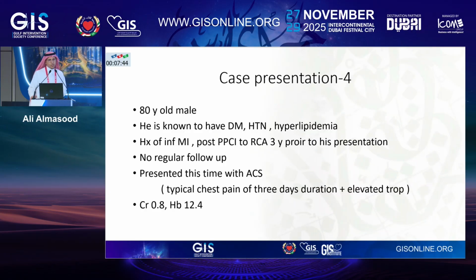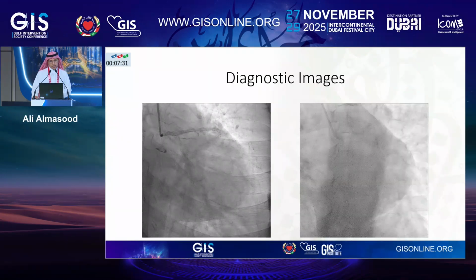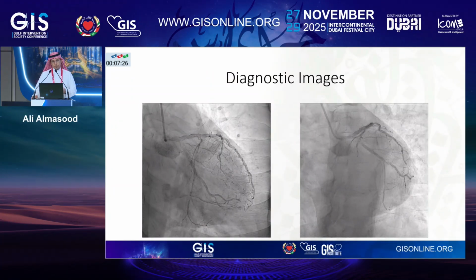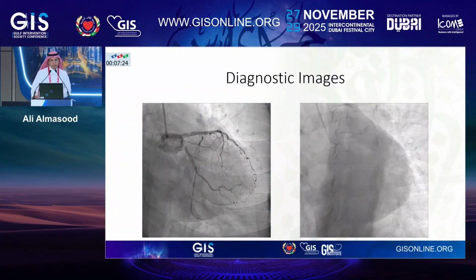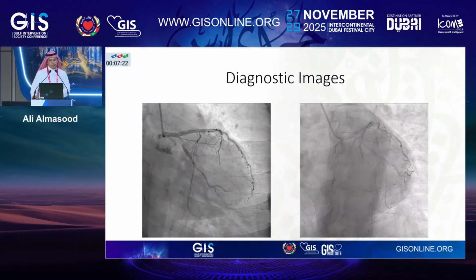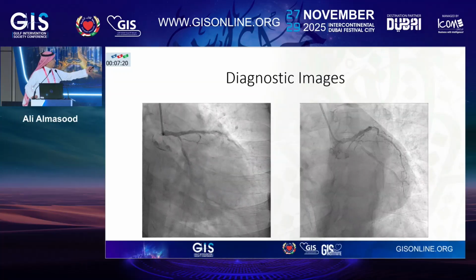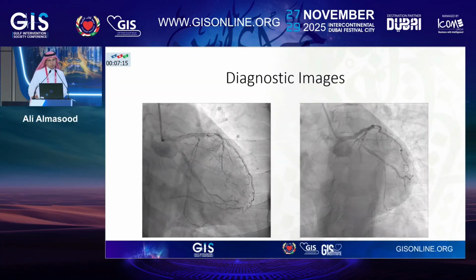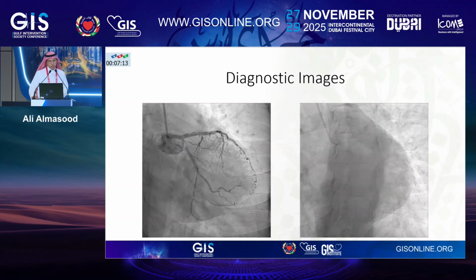Fourth case, which is more of a major bifurcation, an 80-year-old, known to have diabetes, hypertension, hyperlipidemia, previous MI treated with stenting to the RCA, presented again with ACS. And this is his left system. You can see there is a severely diseased ostial circ. And on the stent of the RCA, if you can appreciate, there is late filling of the distal RCA because of severe ISR.